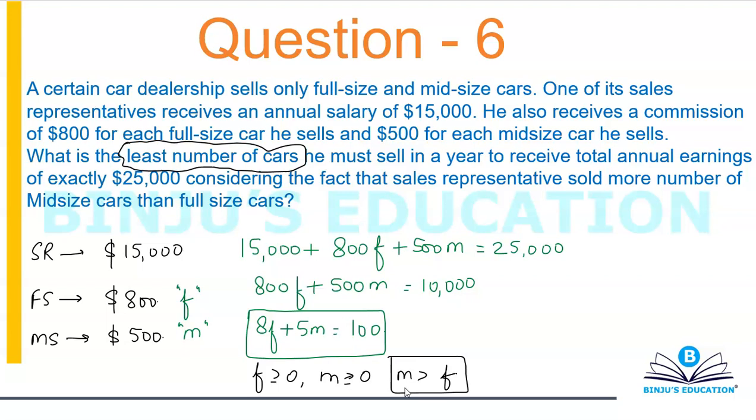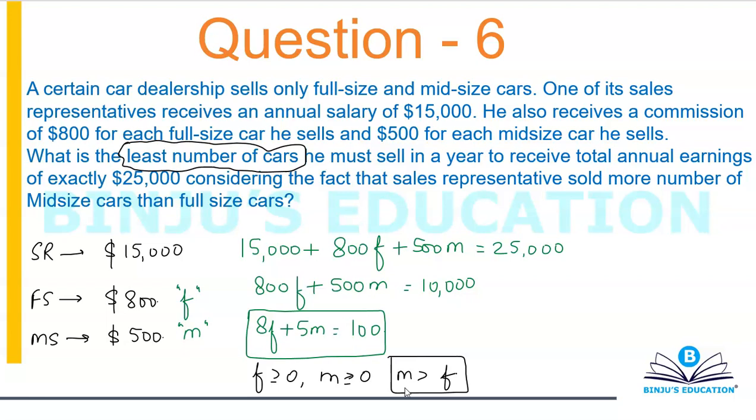So you have simply one equation. If the question had simply asked for the least number of cars he must sell, you would try to maximize the value of F, because the amount you receive for F is higher, so you would bring M as far down as possible in order to sell the least number of cars. But in this case they have given you that M must be greater than F. Alright, so let's see what we can do.